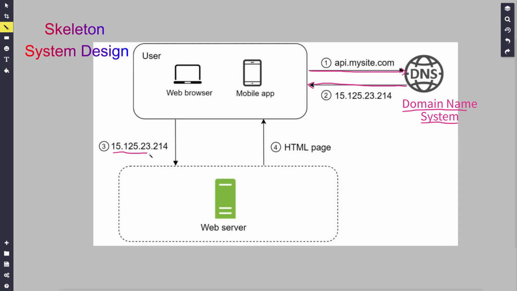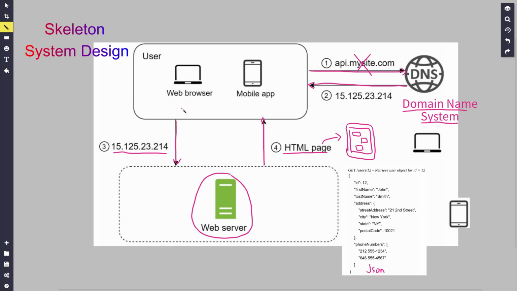The IP address is then used to communicate with the server because the server cannot understand the website's name. They can only communicate through the IP address. The web server receives the IP address. It will return the HTML page to the user. The HTML page is the front-end language for the user interactive layout. And there are differences in the response between the web browser and the mobile app. Usually the HTML page is for the web browser. For the application on the mobile, it usually has the JSON response, which is well formatted.